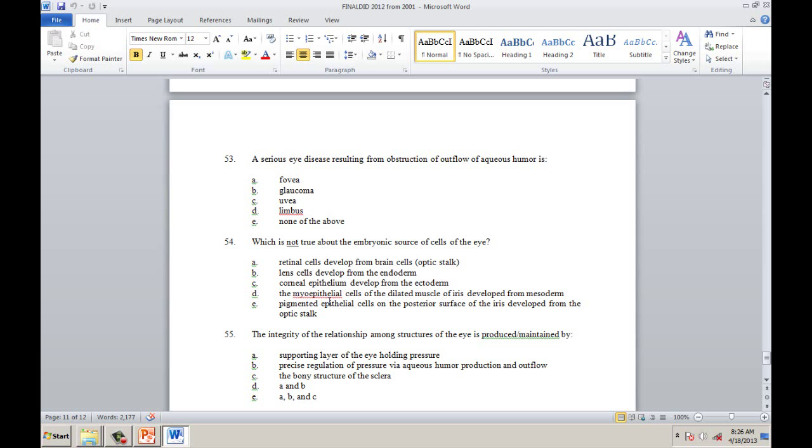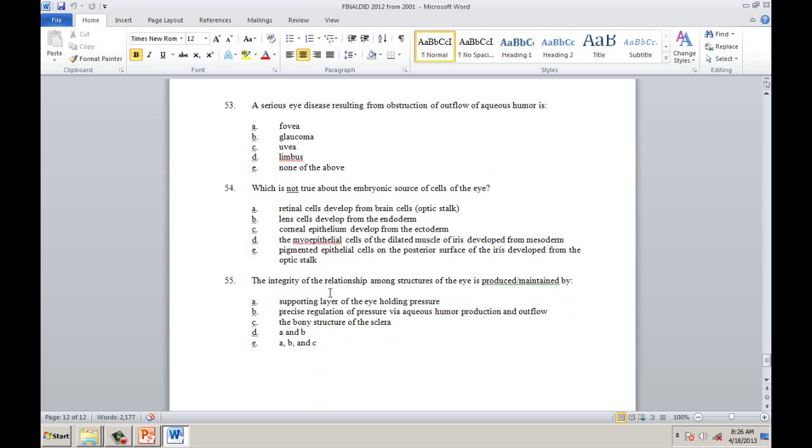The myoepithelium, the dilator muscle, developed from the mesoderm. That is true. Myoepithelium comes from mesoderm. Pigmented epithelium in the posterior surface of the iris develops from the optic stalk. That's right. That's true too.